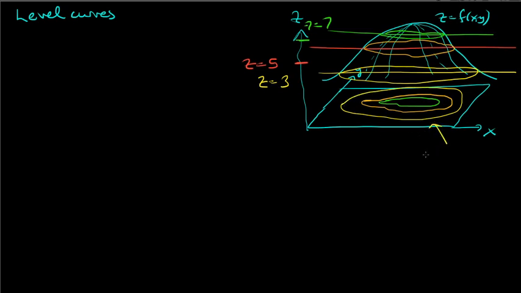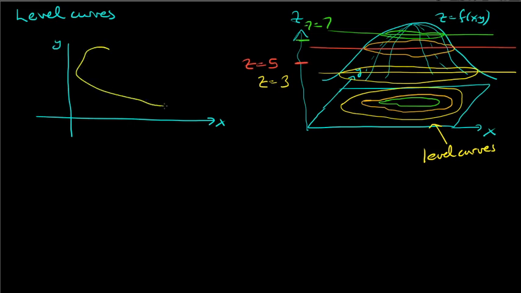So these are the level curves, right? The isotherms, the equipotentials, or just the height of constant z, right? Constant height. So let's flip this and look at just the xy plane and look at the level curves, right? So let's say all these level curves look something like this.